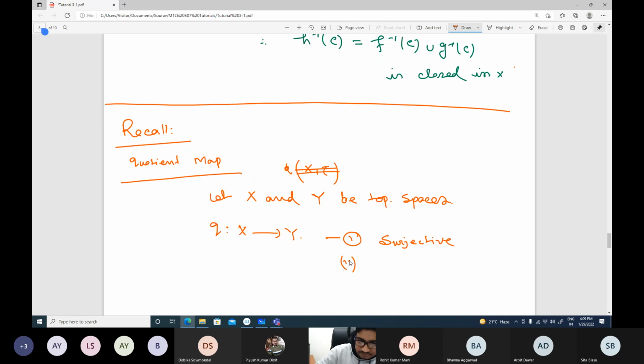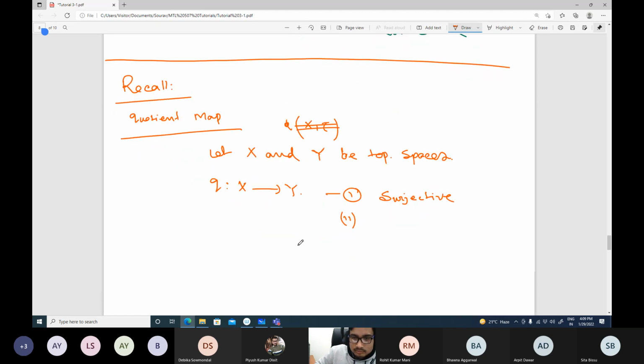And then the most important condition for a quotient map, what is it? Yes. A subset is open in Y if and only if Q inverse of the subset is open in X. Yes, exactly. So a subset U of Y is open in Y if and only if Q inverse of U is open in X, right? That was the definition of a quotient map.